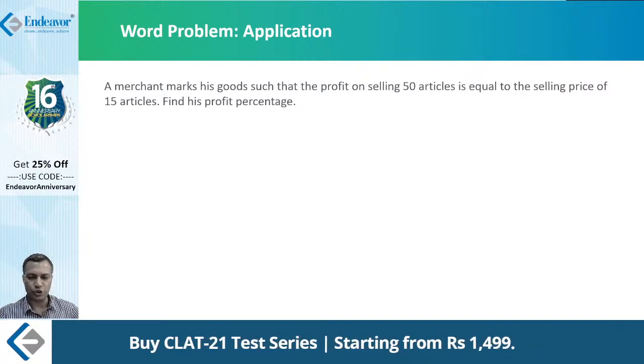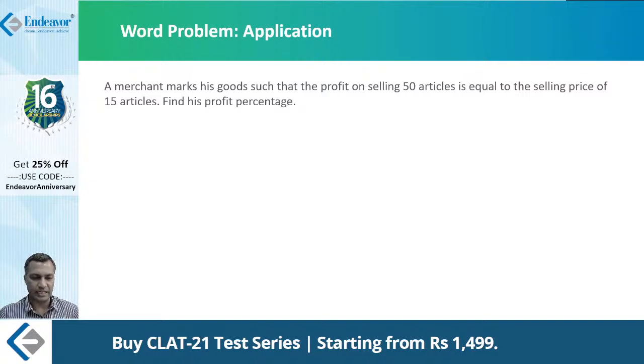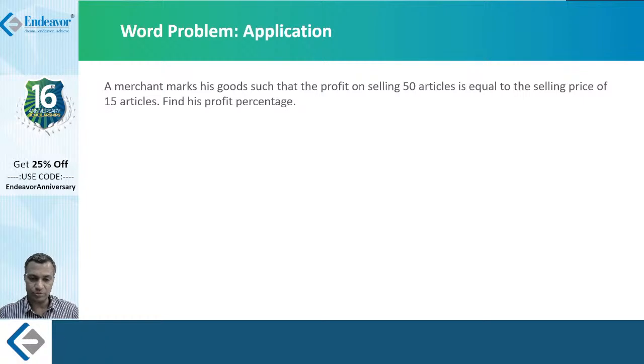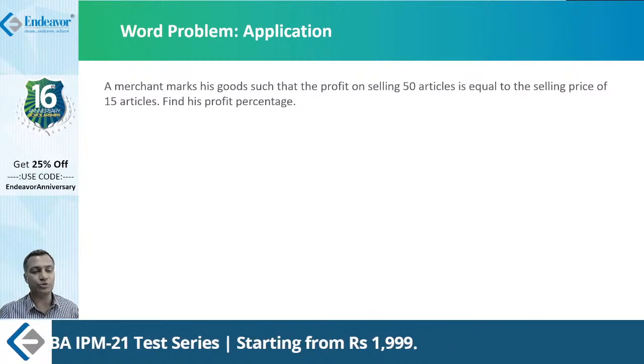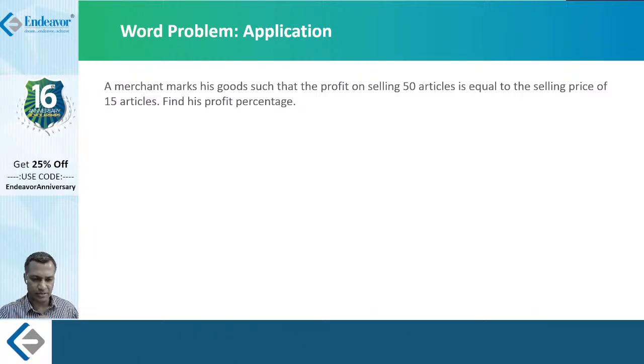A merchant marks his goods such that the profit on selling 50 articles is equal to the selling price of 15 articles. Find this profit percentage. On the face of it, it sounds very critical, an exam question. But the way we are looking at it from the ratios perspective, this is one of the simple nuts. Let's take a look here.